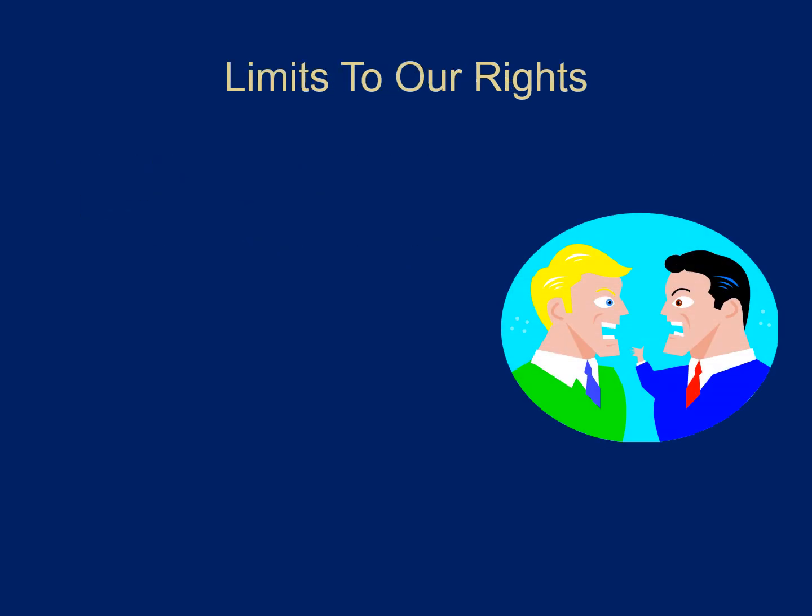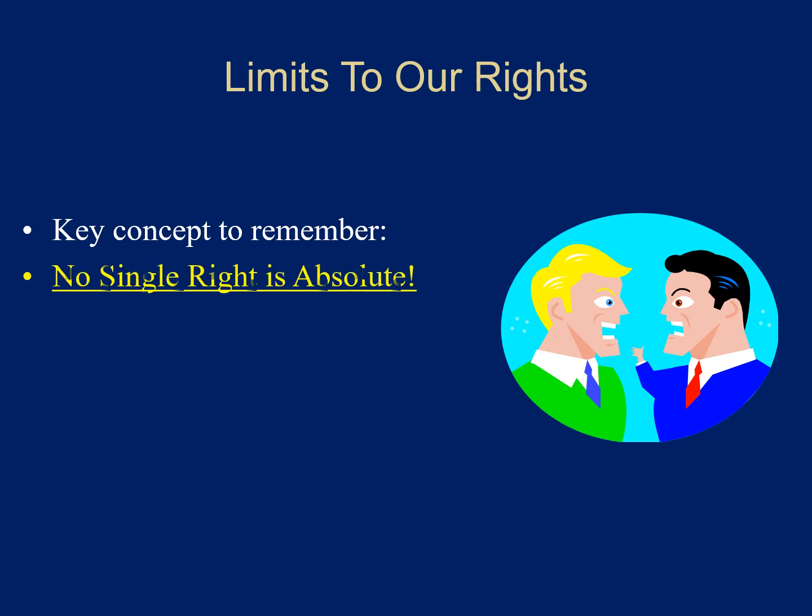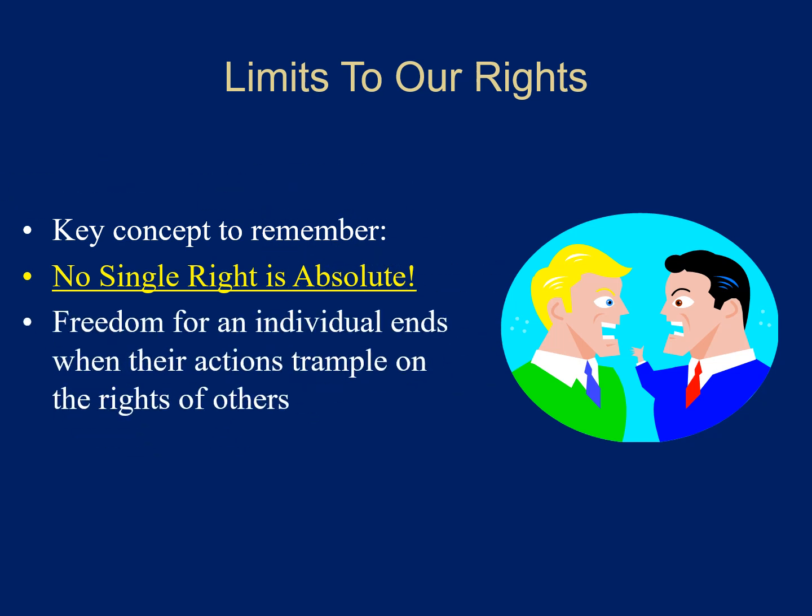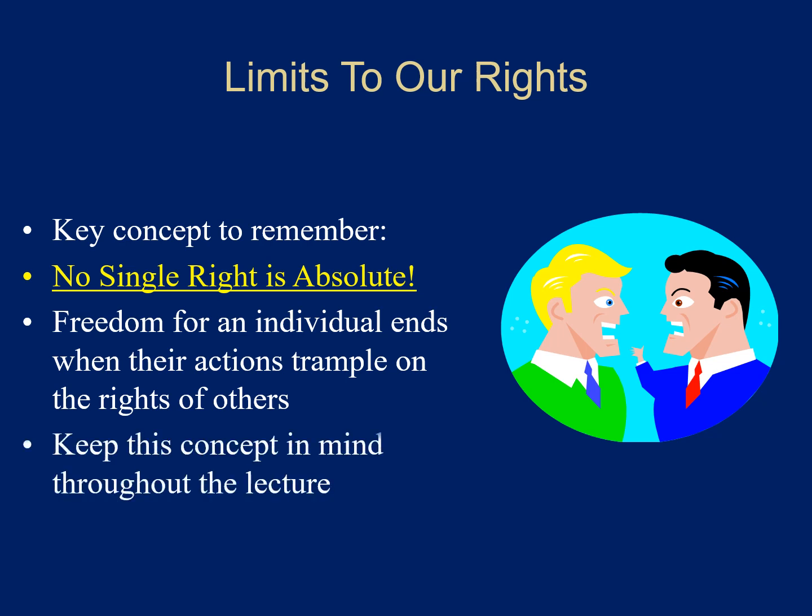When it comes to the Bill of Rights, there's an important concept that's key to remember. No single right is absolute. My freedom to do something ends when it has the potential to trample on the rights of others, whether it's free speech, freedom of religion, freedom of assembly, whatever it may be. These are key limits to our individual rights.